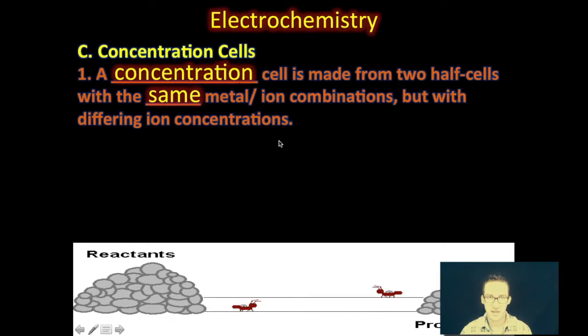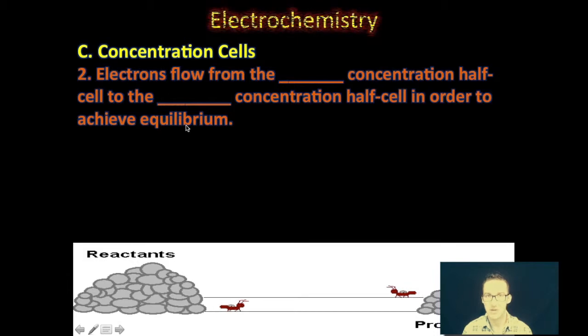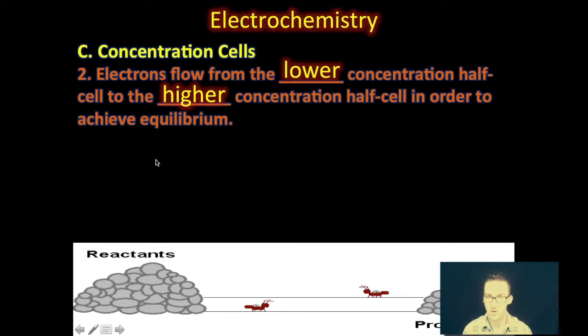And then lastly here, just keep in mind that you can also create what are called concentration cells, which are made from two half cells of the same metal ion combinations, but with differing ion concentrations. When you do have a concentration cell, the electrons will flow from the lower concentration half cell to the higher concentration half cell in order to achieve equilibrium. And we'll look at a quick example to help you better understand that.